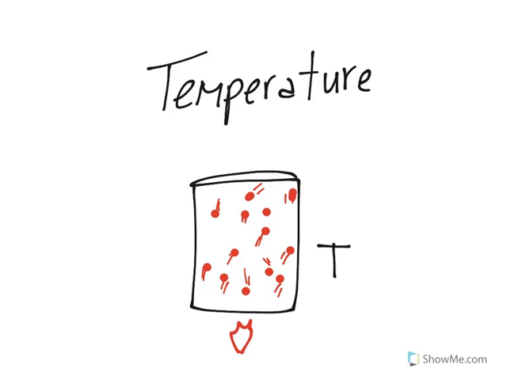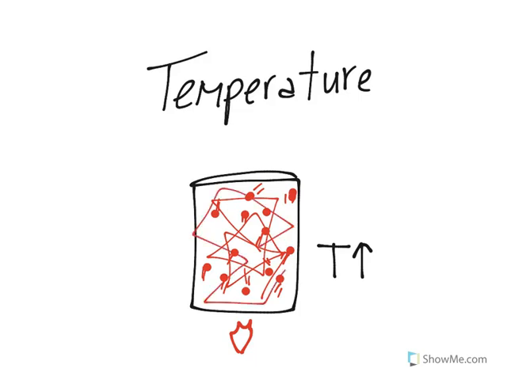Well, with an increase in temperature, we know that these particles would start moving faster. There would be an increase in their kinetic energies. And if they're moving faster, that means that they are colliding with the inside walls of this container a lot more frequently. And an increase in collisions results in an increase in pressure. So that's the relationship between temperature and pressure. An increase in temperature, increase in pressure. Decrease in temperature, decrease in pressure.